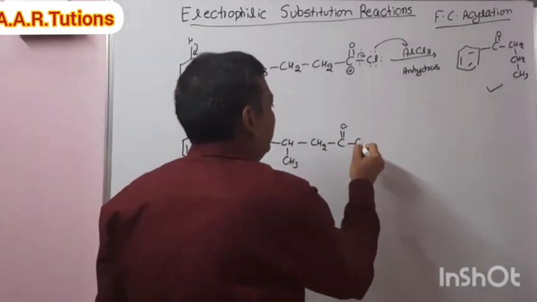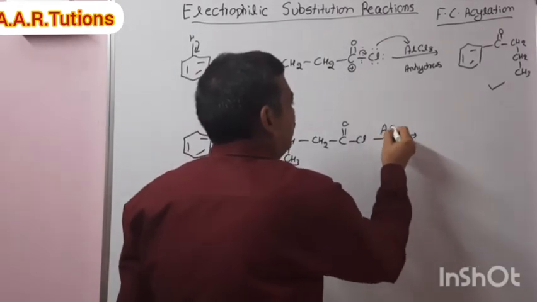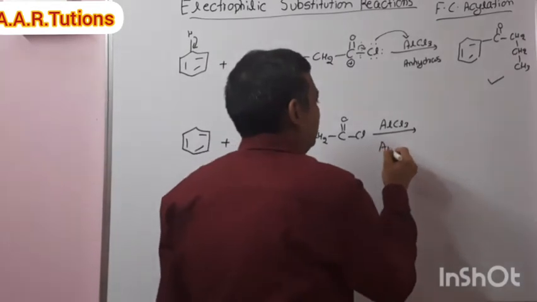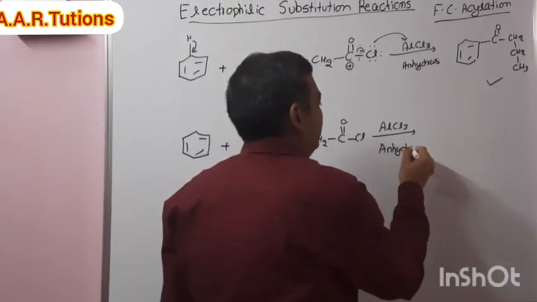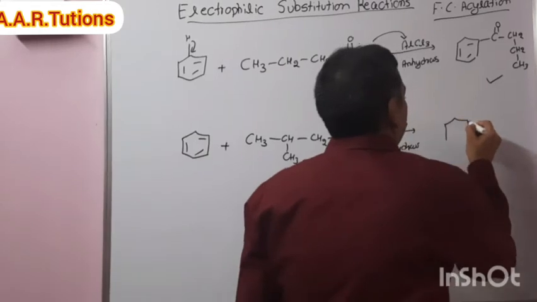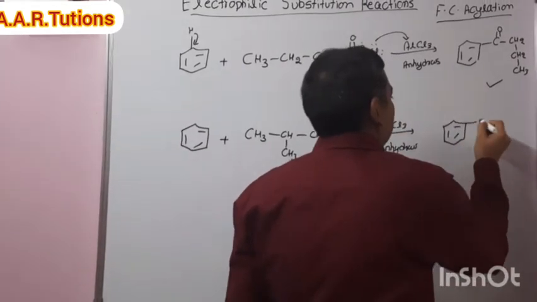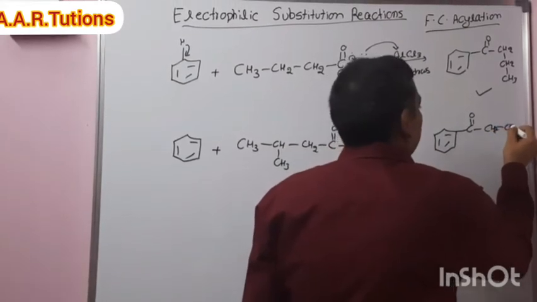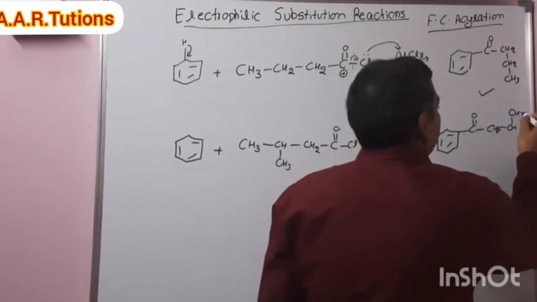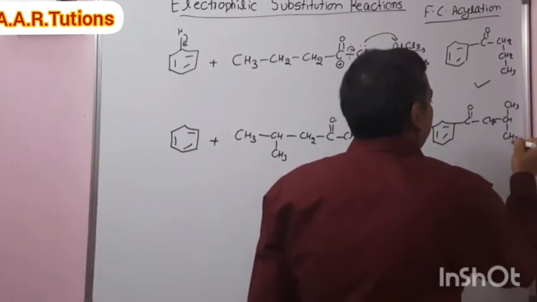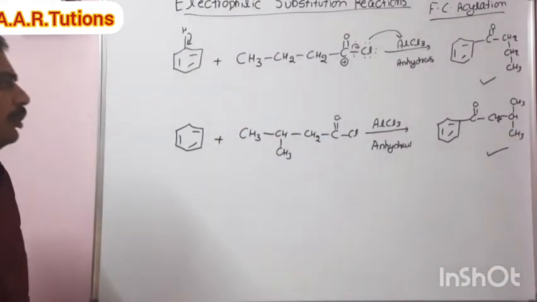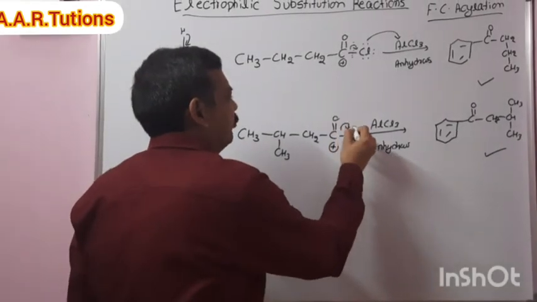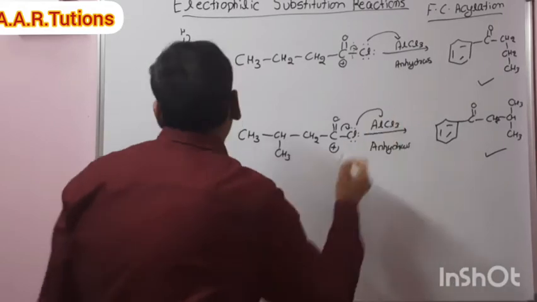COCl. There is no rearrangement when benzene reacts with an acid chloride. The product formed is COCH2CHCH3CH3. That is the product formed. There is no rearrangement. Why? Because the electrophile is an acylium ion.